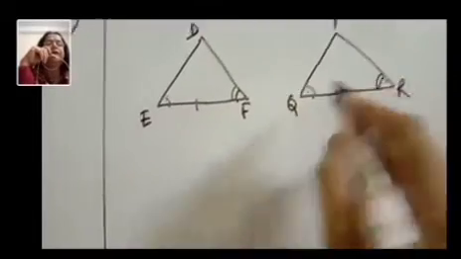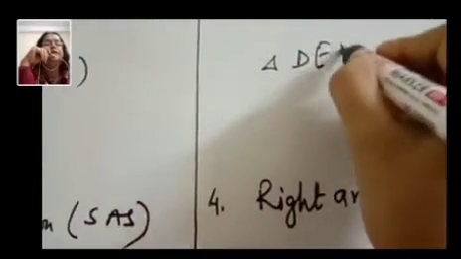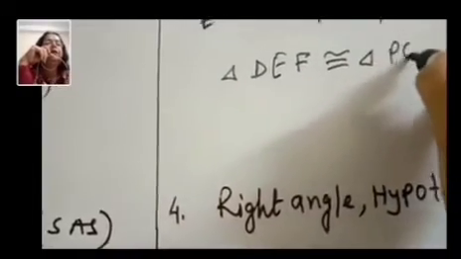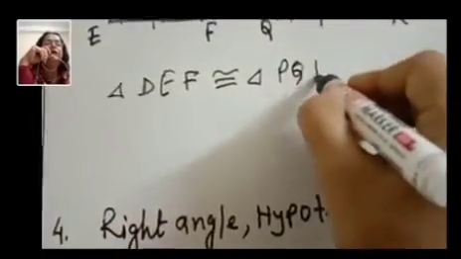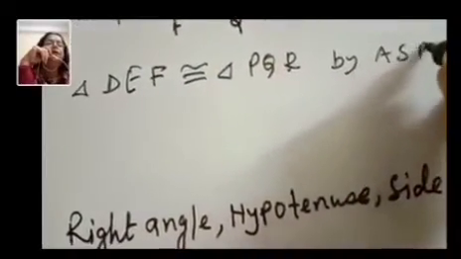ASA. Clockwise or anti-clockwise you go, you can say that. Now triangle DEF is congruent to triangle PQR by angle side angle.